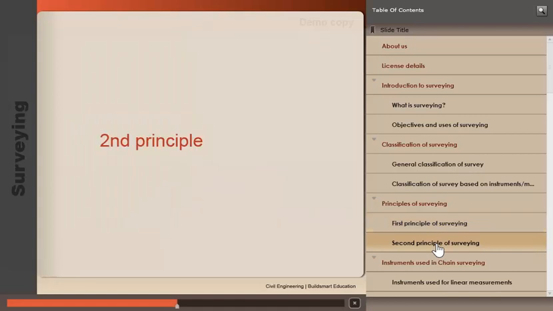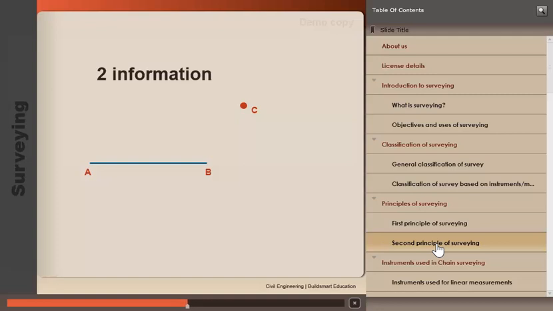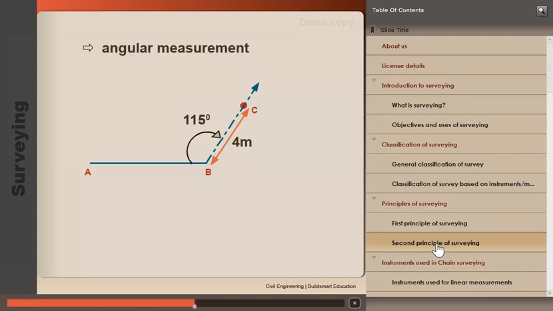To understand the second principle of surveying, let us go back and refresh some of our geometry principles. We have a line AB. A point C is located somewhere near to it. From line AB, to go to point C, we need to have two information. Firstly, we need to know the angle that point C makes with line AB. And secondly, we need to know the distance of point C from B. In other words, we need an angular measurement and a linear measurement to locate point C.